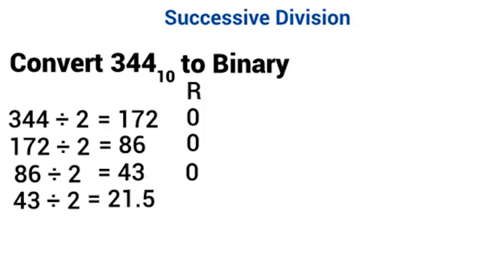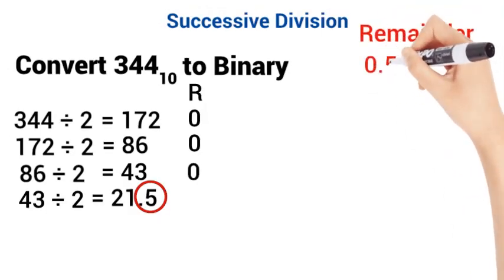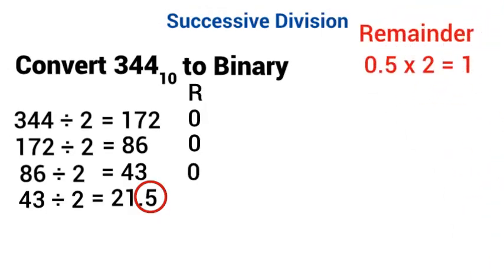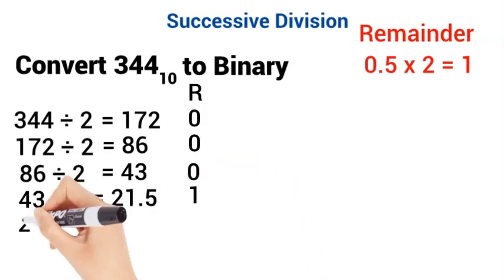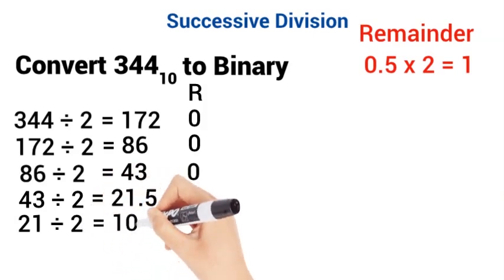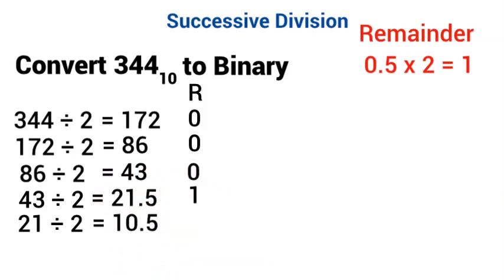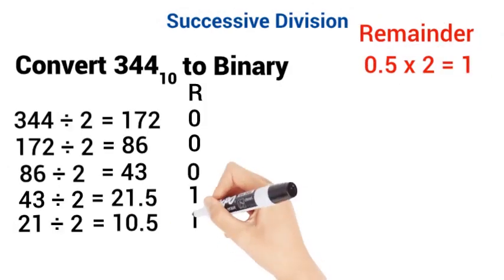Before writing the remainder, you need to multiply it first by 2. So that's 0.5 times 2 equals 1. And so the remainder is 1. Now let's continue by copying the whole number, which is 21, and divide it by 2. And that would give us 10.5. Again, we need to multiply the remainder by 2, and that would give us 1.